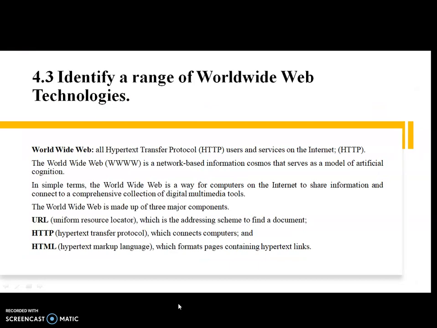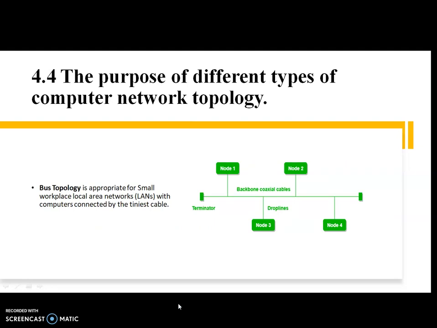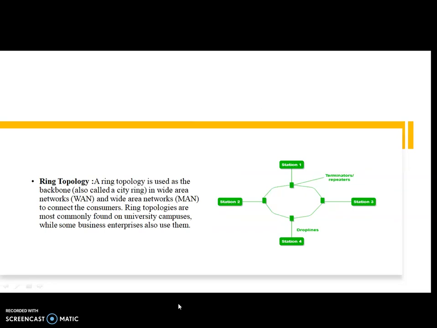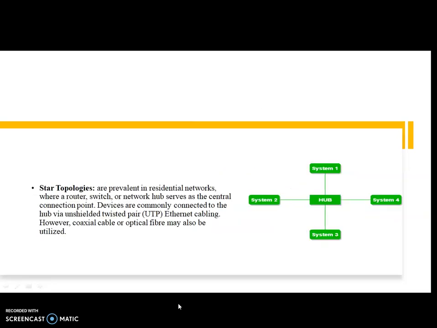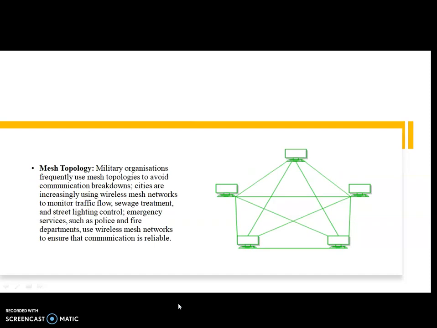Identify a range of World Wide Web technologies. The World Wide Web uses the hypertext transfer protocol and services on the internet. In simple terms, the World Wide Web is a way for computers on the internet to share information and connect to a comprehensive collection of digital multimedia tools. URL, HTTP, HTML. The purpose of different types of computer network topology: bus topology, ring topology, star topology, mesh topology.